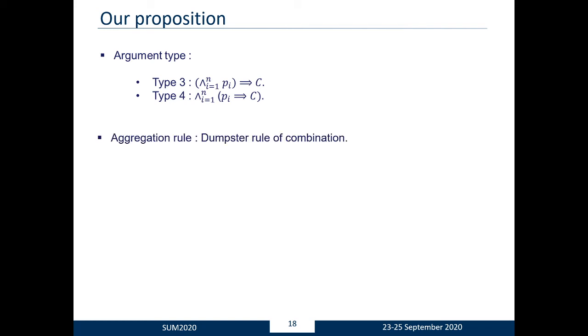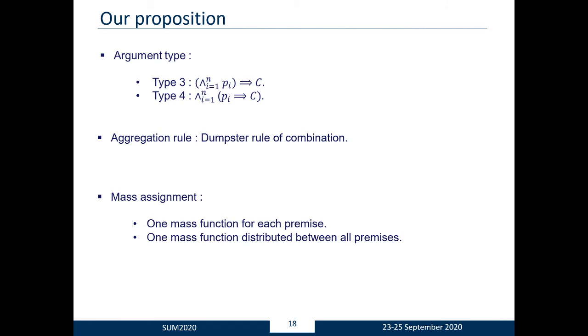Now we are going to our proposition. In our proposition, we choose to use only the arguments that use conjunction and implication, because the goal of our study is to certify the argument structure. We are also going to use only Dempster-Shafer theory, because in our argument types we don't mention the existence of conflicts between premises. And we are going to use both ways of mass assignment.